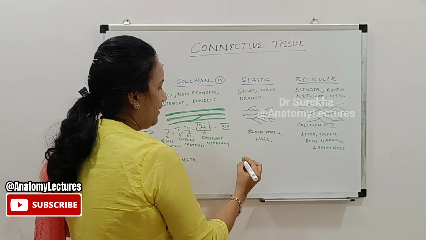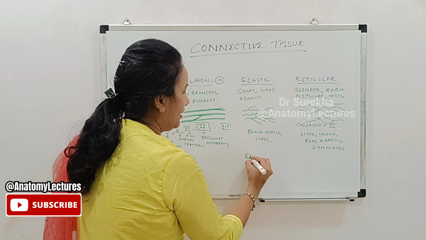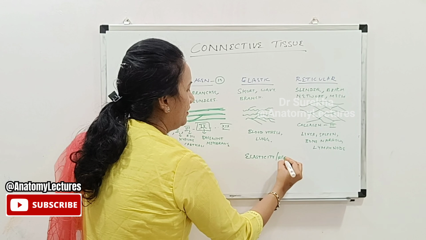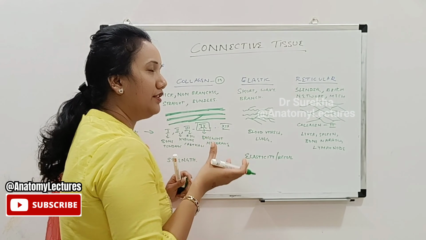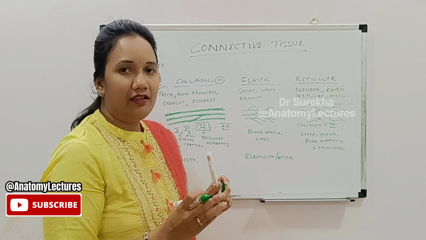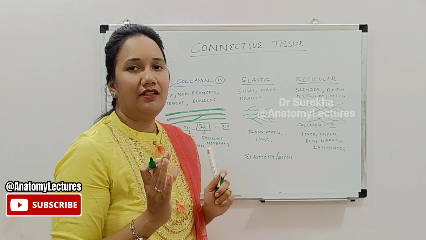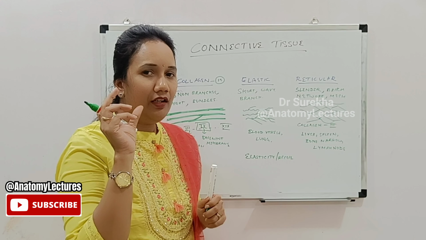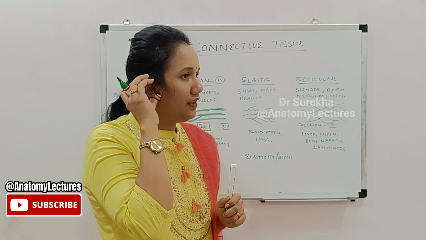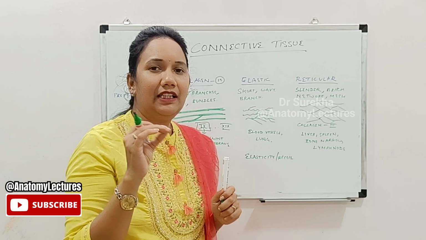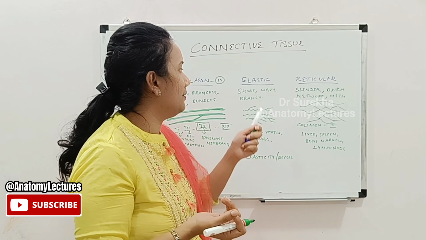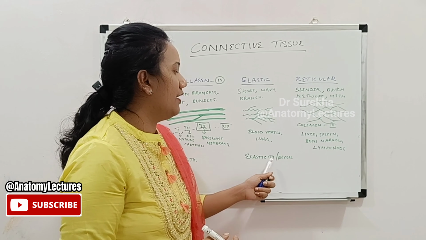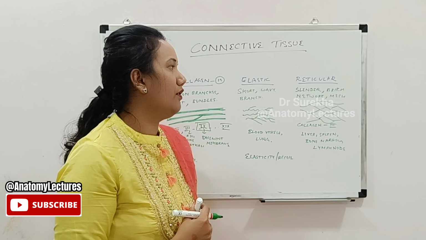The main function of the elastic fibers is elasticity or recoil. That means if you distort the shape of that particular thing, it should come back to its original shape after you distort it. Suppose you pinch your ear pinna like this, and if you leave it, it will get back to its original position. That is because of the presence of the elastic fibers. So that property is called elasticity or recoil.